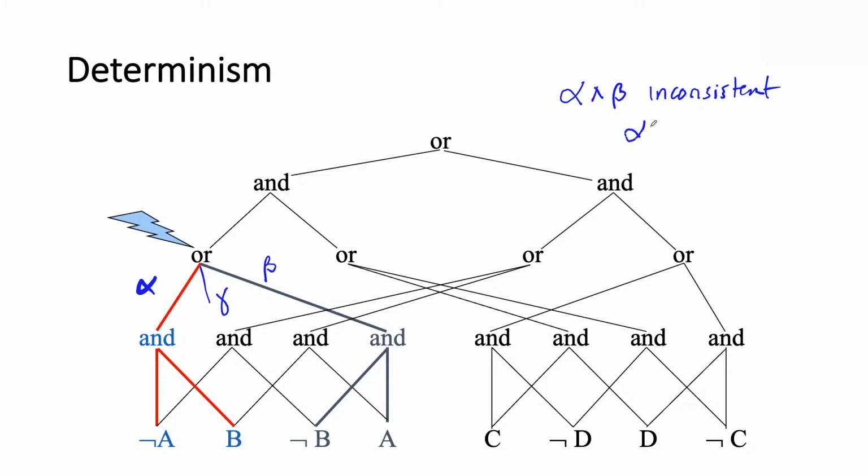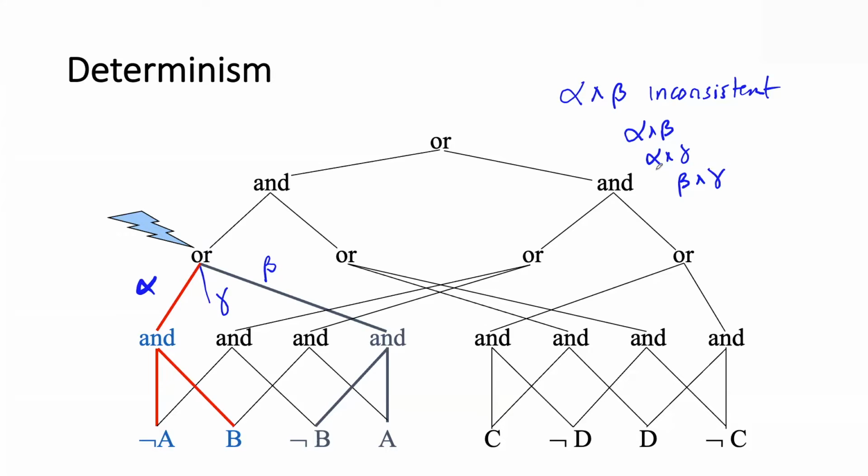Alpha and beta shouldn't be consistent, alpha and gamma shouldn't be consistent, and beta and gamma shouldn't be consistent either. So all of these should be mutually exclusive, every pair of them. You need this to apply for every OR node in the circuit. If every OR node in the circuit satisfies this, then we say that the circuit is deterministic. This would be a deterministic negation normal form.